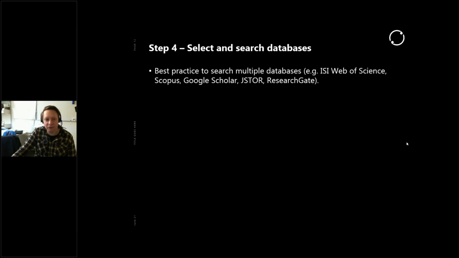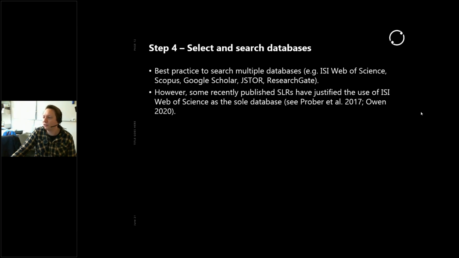Now, it is best practice to search multiple databases. Some of those are listed up there: Web of Science like we have, Scopus, Google Scholar, JSTOR, ResearchGate, for example, and there might be ones that are more relevant given your research discipline and the topic. However, some recently published systematic literature reviews have justified the use of Web of Science as the sole database, which is actually really great for us because we have access to this database. So we're able to do robust searches which are justifiable on the basis that they haven't gone through multiple databases.